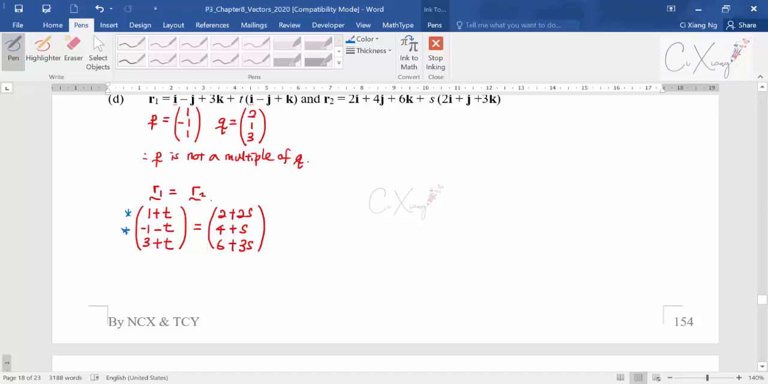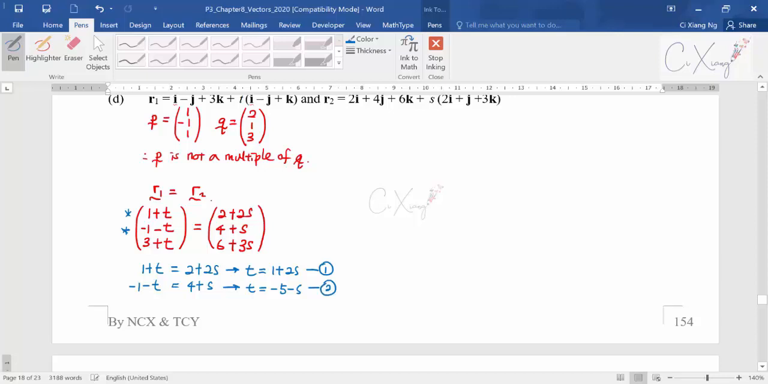I'm having 1 plus T equals to 2 plus 2S. So you will get eventually T is equals to 1 plus 2S. So I will make this as first equation. Then for the second one, I'm having negative 1 minus T, which is equals to 4 plus S. So I'm having T actually equals to negative 5 minus S. Correct. So this is my second equation.